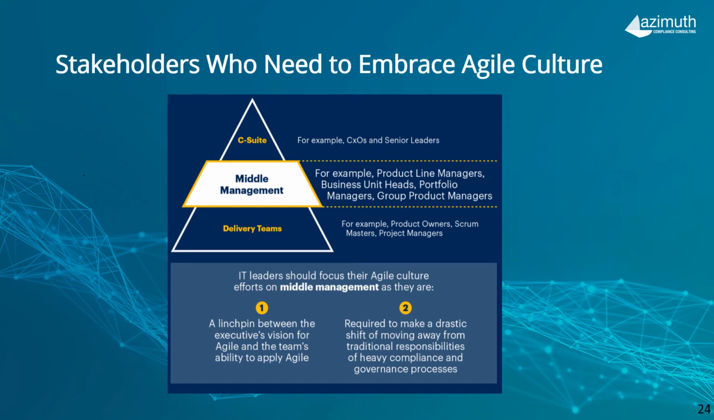So, who are these stakeholders? It is middle management. They are the linchpin between the executive's vision and the team's ability to apply an agile computer software assurance model. This requires a shift in a typical management model away from the top-down approach.